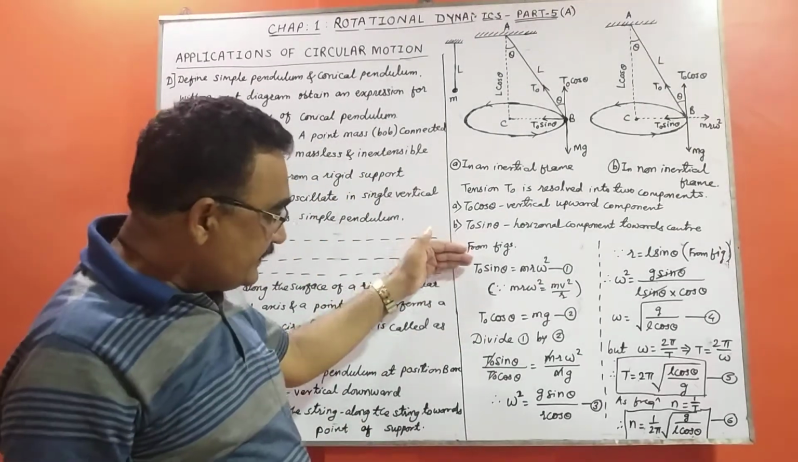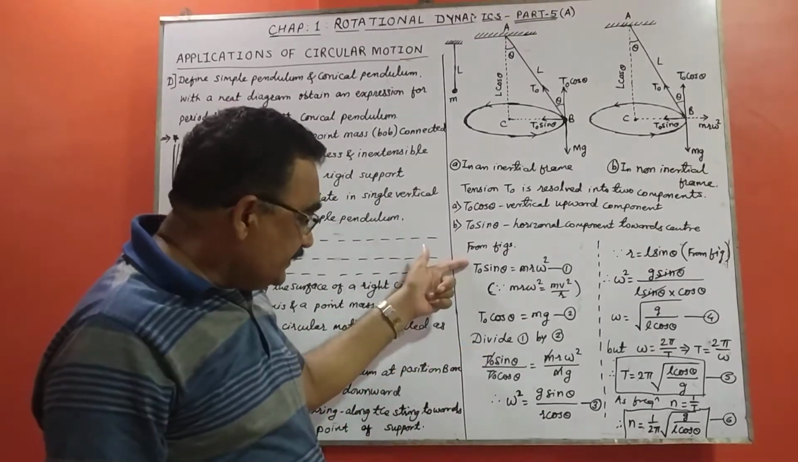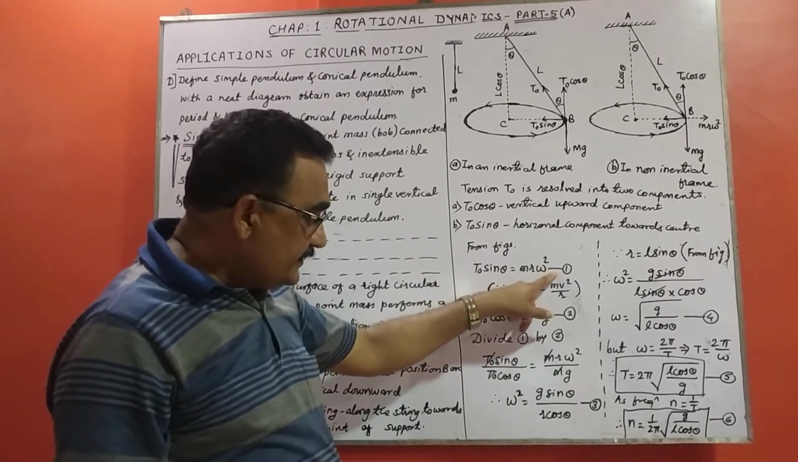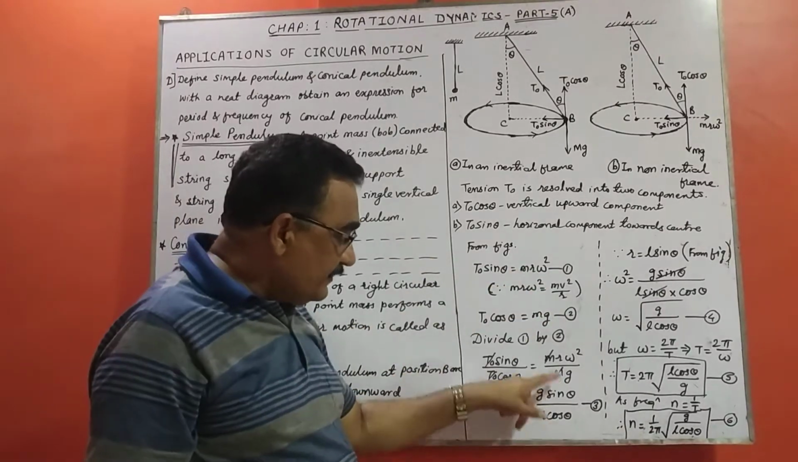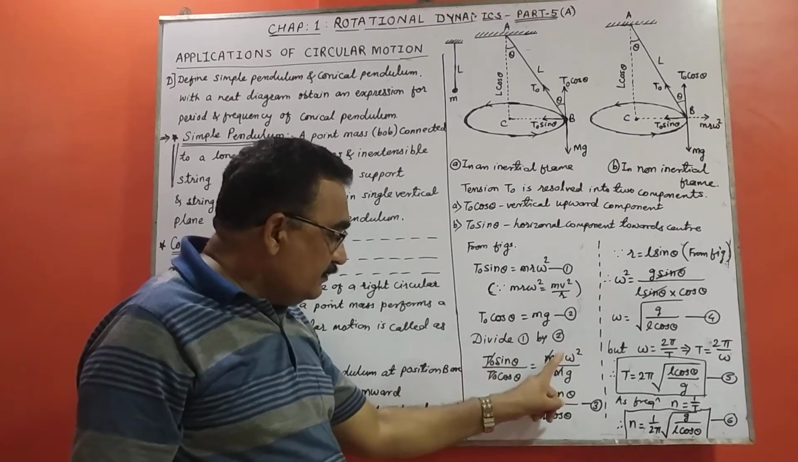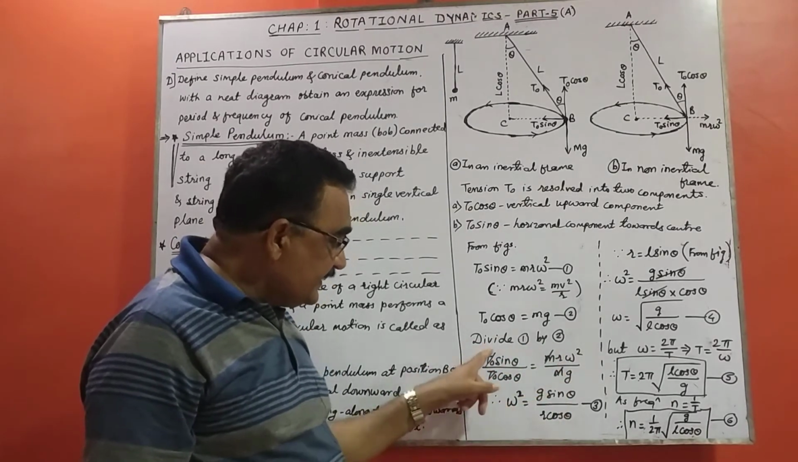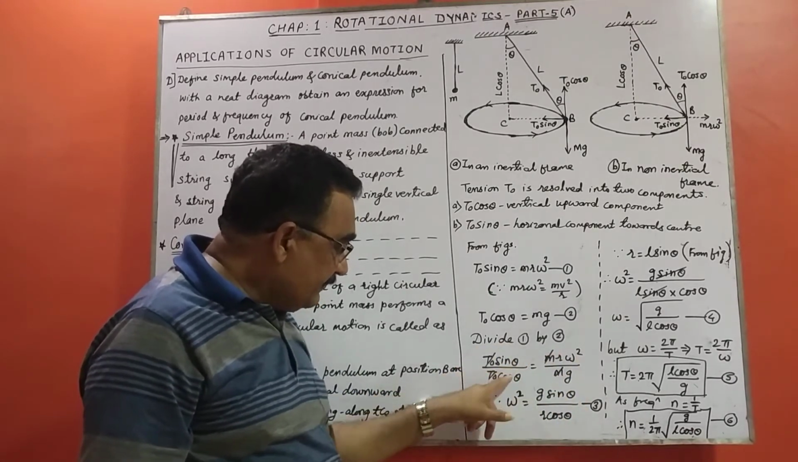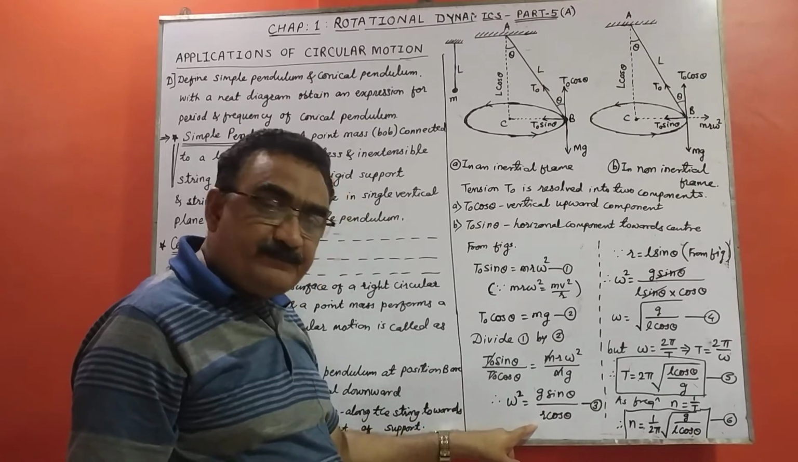Now divide equation 1 by 2. T0 sin theta upon T0 cos theta is equal to the RHS, mr omega square upon mg. m gets cancelled, T0 gets cancelled. Now taking r upon g to this side, omega square remains. It is equal to g sin theta upon r cos theta.